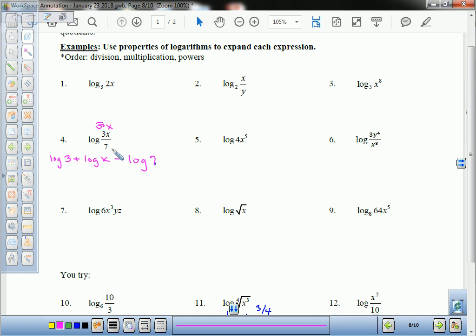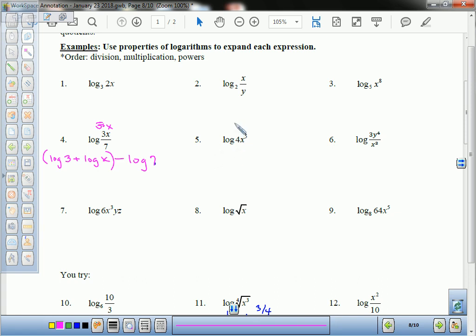Now, if these were reversed and we had 3x in the denominator, we would have to group it to show both parts are in the denominator. But because it's in the numerator and we follow order of operations, we don't really have to group it. We don't need those parentheses for it to be correct. But if both parts were in the denominator, we would need it.